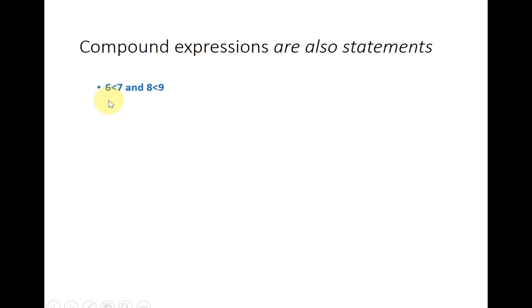So this is one expression, just this left side. 6 is less than 7. That happens to be true. And here's another expression, 8 is less than 9. That also happens to be true. But we can make this statement together. Certainly you can make this statement in English. You could say 6 is less than 7 and 8 is less than 9. So you would ask, is that true or false? The whole statement, the whole compound expression.